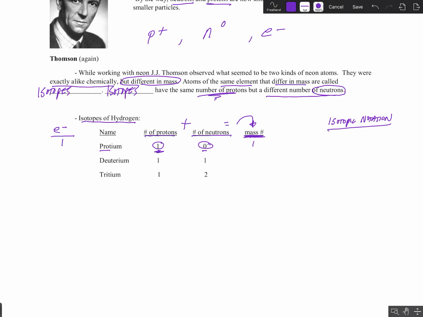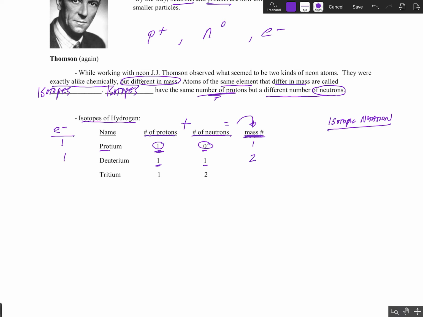A very, very rare isotope of hydrogen has been isolated, and it has 1 proton and 1 neutron. Now, by the way, it also has 1 electron. Now, its mass number, 1 proton plus 1 neutron, is 2.